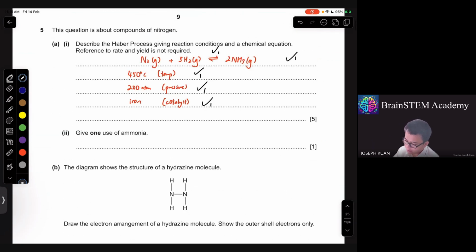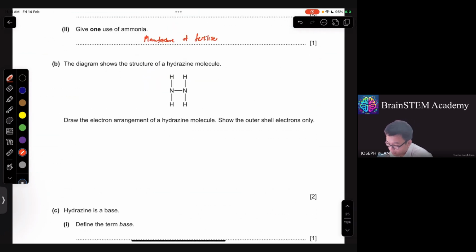Next, usage of ammonia, you can use it to make fertilizer, right? Manufacture of fertilizer. Some students even give more, they talk about making nylon, nitric acid, also urea, also used as an explosive. Of course, those are true, which can be accepted in the exam as well.